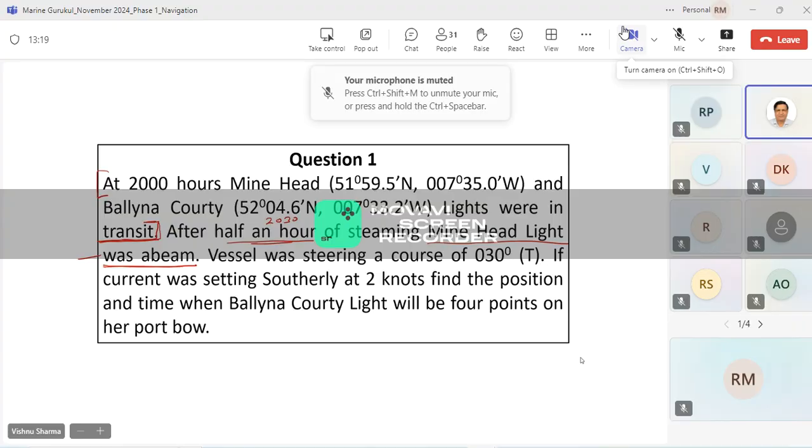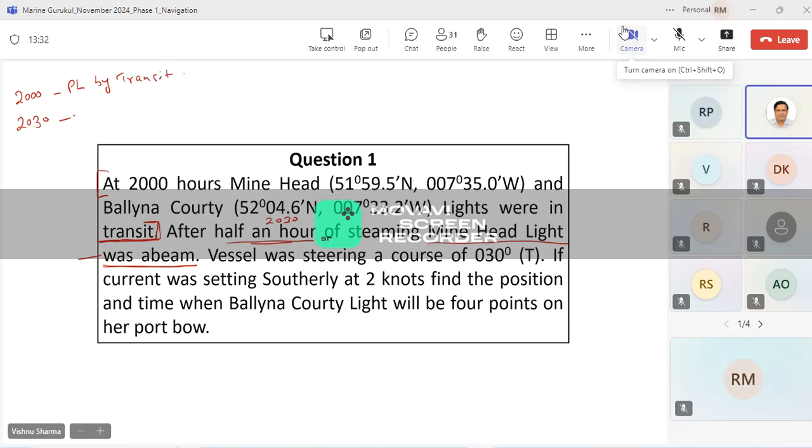Now, guys, what does this? So everybody has told me that at 2000 hours you have a PL by transit bearing. Fantastic. Okay. What can I get at 2030 and by which method? Can you tell me, guys? Sir, relative bearing. Very good. PL by relative bearing. Fantastic.